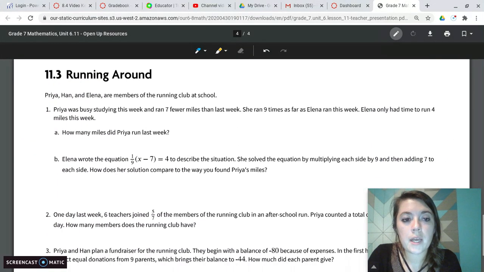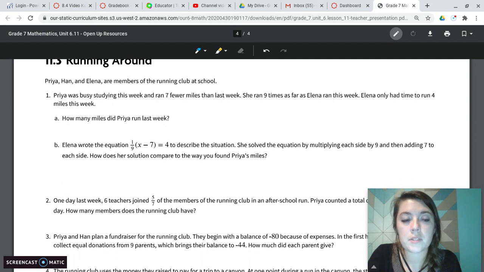Running around. Priya, Han, and Elena are members of the running club at school. Priya was busy studying this week and ran 7 fewer miles than last week. She ran 9 times as far as Elena ran this week. Elena only had time to run 4 miles this week. How many miles did Priya run last week?